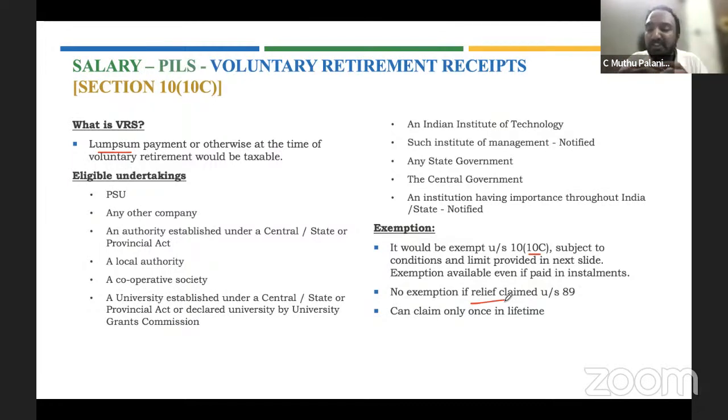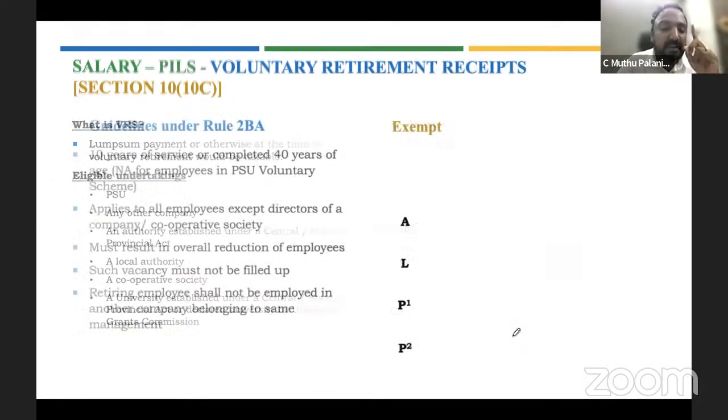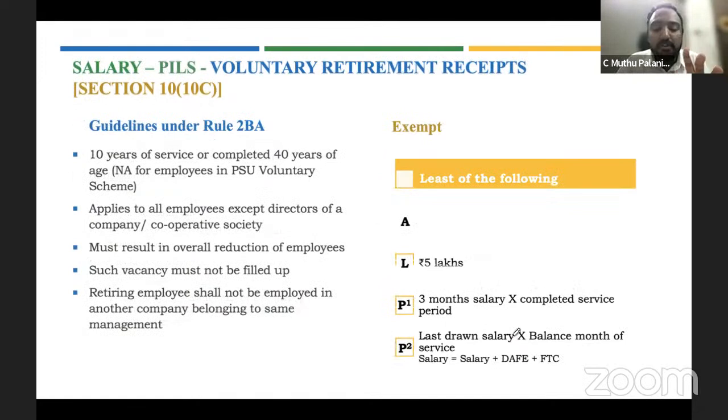So I'm supposed to receive it this year, but I'm not receiving the money this year. I'm receiving it after 4 years. So there will be a tax timing difference. So we'll discuss that when we see section 89. And VRS can be done only once. And what is the rule? Basically, we said ALPs only.